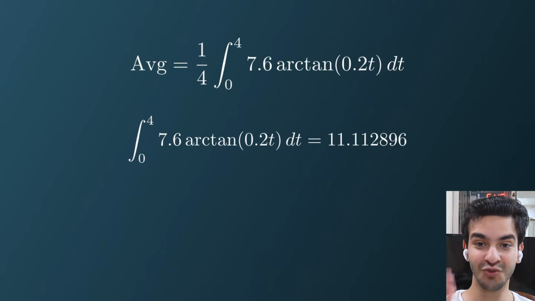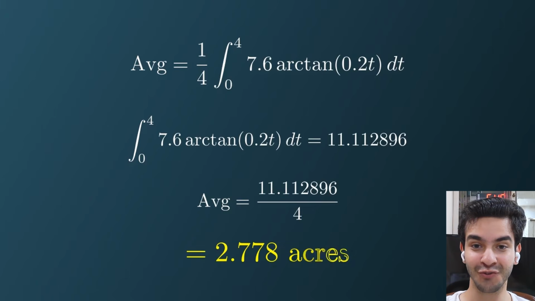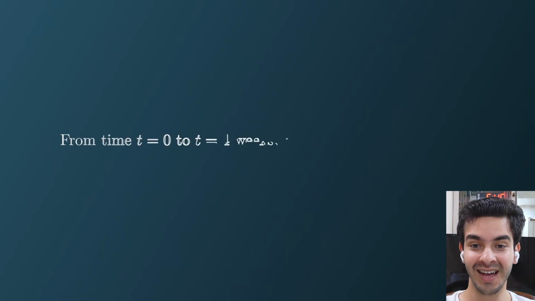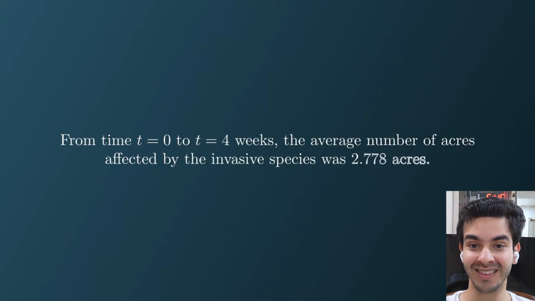So yeah, this question wasn't too bad. We just have to know the average formula for functions. And remember to always round to 3 decimal places. And it's good to write a conclusion sentence like this.